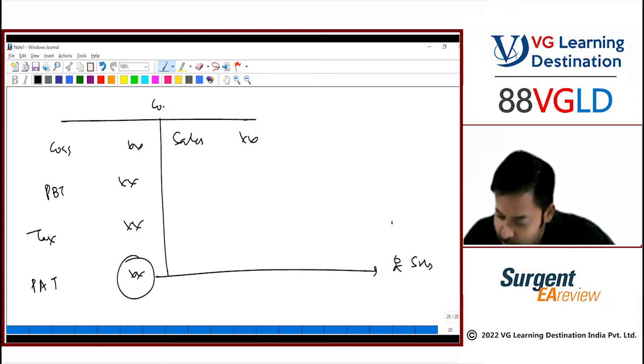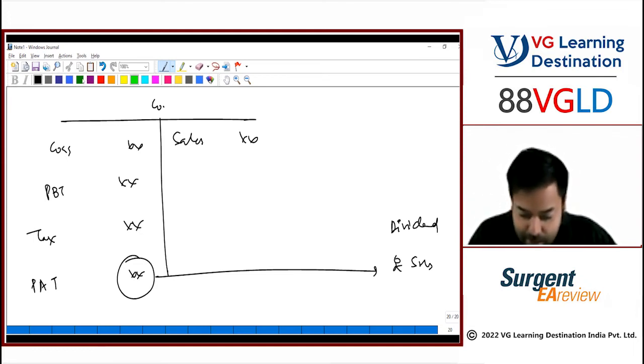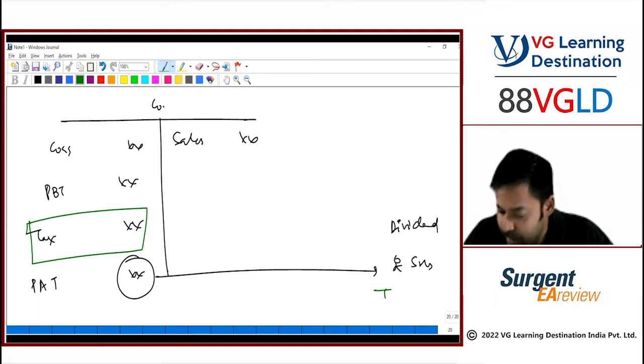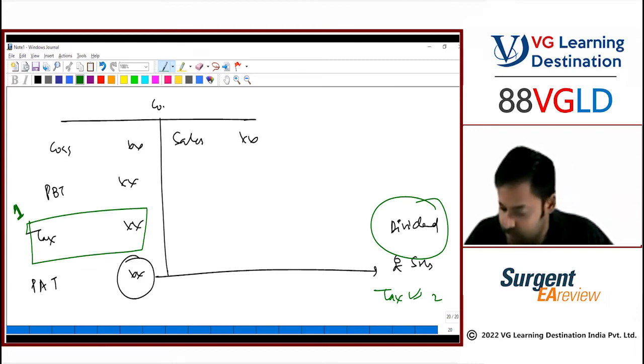The shareholder will be paid the money as a dividend, and the shareholder pays tax on the dividend. In that case, one tax is paid by the company, and the second tax is paid by the shareholder on the dividend they are receiving. So this is tax number 1, and this is tax number 2. That's why it's called the double tax entity. Is that clear?